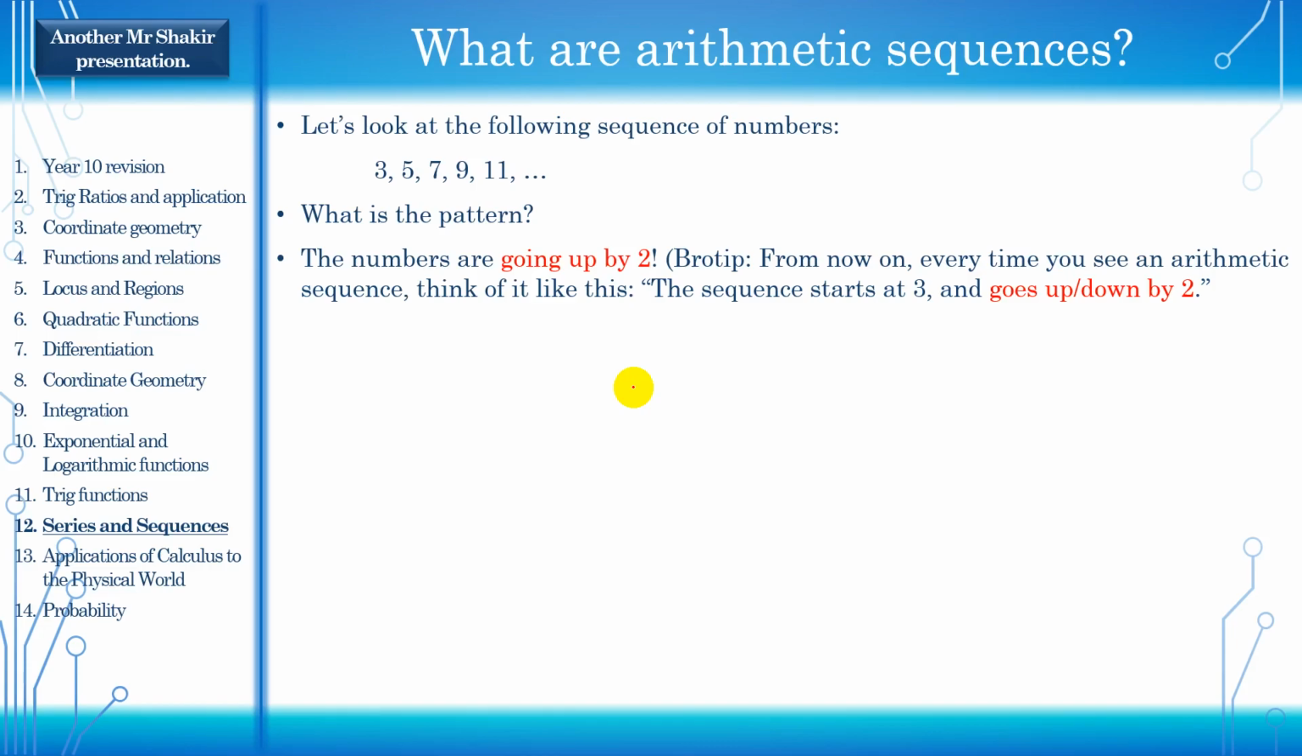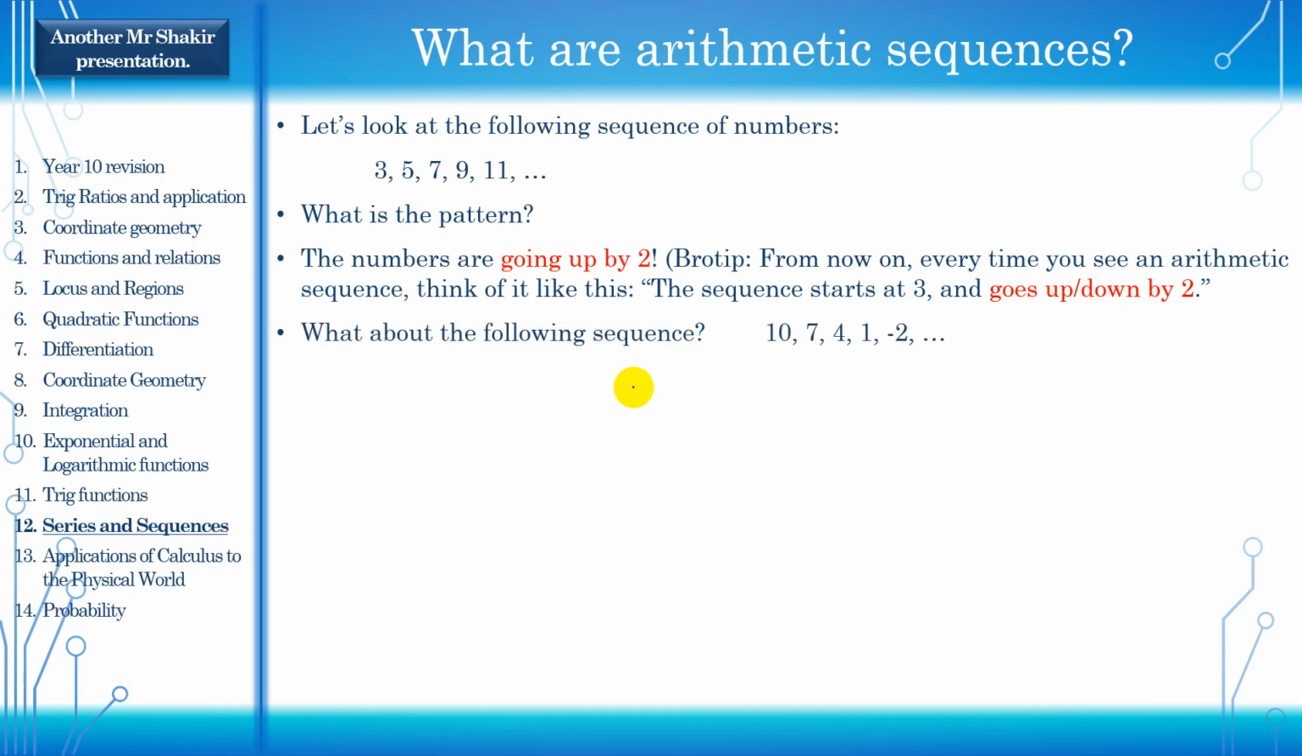And bro tip, from now on, every time you see an arithmetic sequence, I want you to think of it like this: the sequence starts at 3 and goes up or down by 2. Obviously, the numbers will be different depending on the sequence. The numbers might be going down. The important thing is they go up or they go down by the same amount.